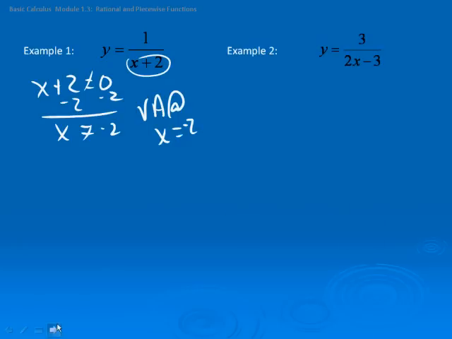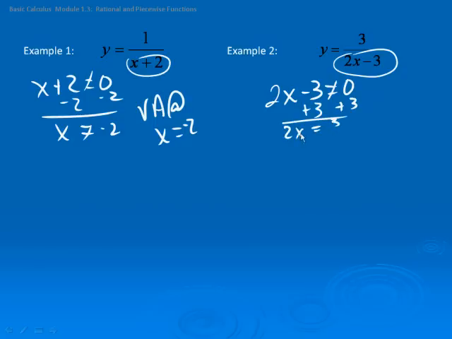In our second example, we're dealing with the same thing. We've got to watch out for the restriction in our domain, so let's set 2x minus 3 can't be equal to 0. We're going to add 3 to both sides, so it gives us 2x is equal to 3, and then I'm going to divide by 2 on both sides. So x can't equal 3/2. And in this case, there's no common factor in the numerator again, so this is going to be a vertical asymptote at x equal 3/2.